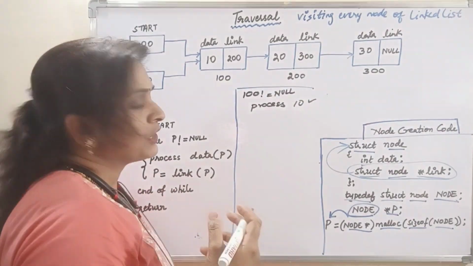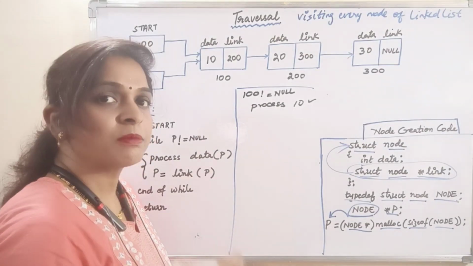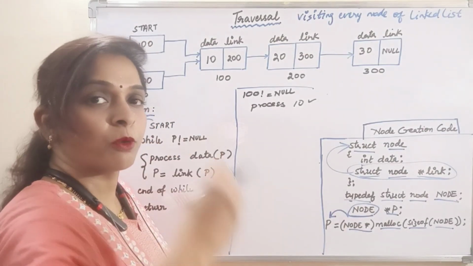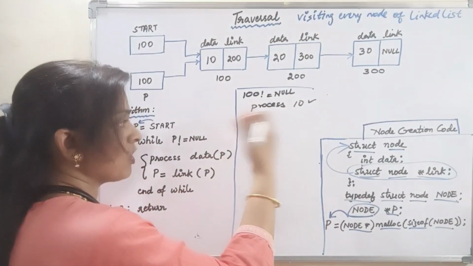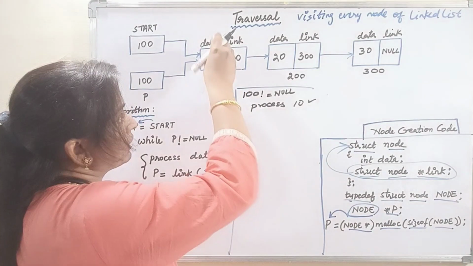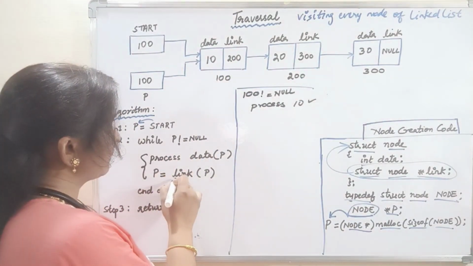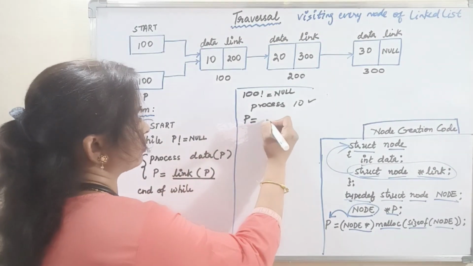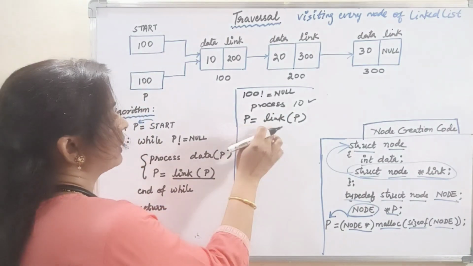During the process of traversal, I may do many operations. I may search for an element. I may find the location, position of an element. So process means it can be anything. So I take the data, I do something. Then the next line is P equal to link of P. So I just say P equal to whatever I have in the link of P.